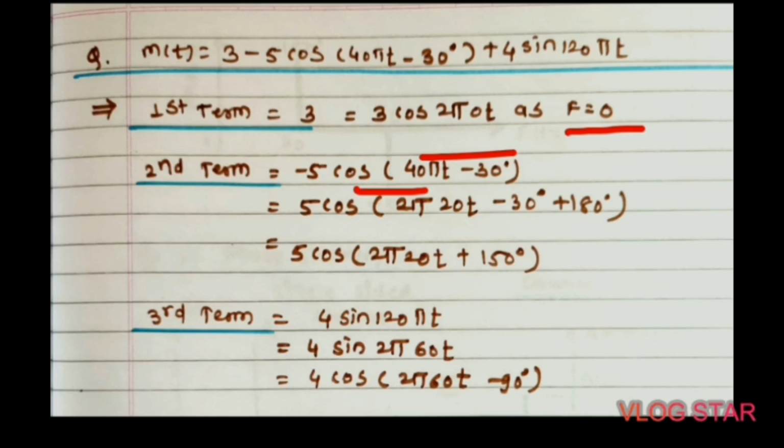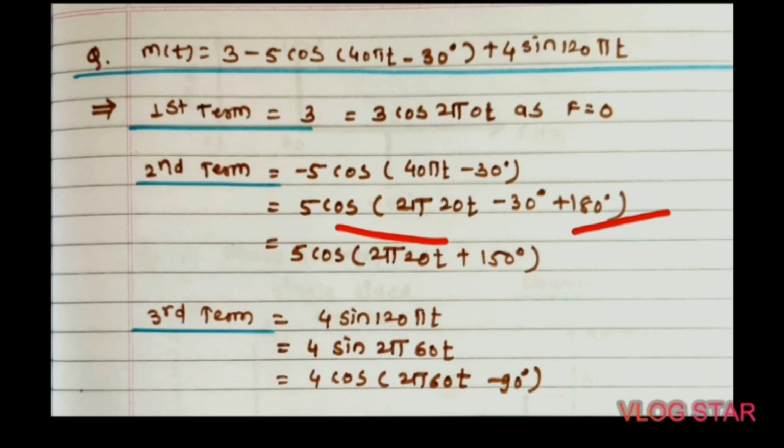Next, we are going to check the amplitude value. The amplitude is given with a negative sign, that is minus 5, so we have to convert it into positive. Then it becomes 5 cos of 2 pi ft minus 30 degree plus 180 degree. Here we are using 180 degree because we have to convert that minus 5 into plus 5.